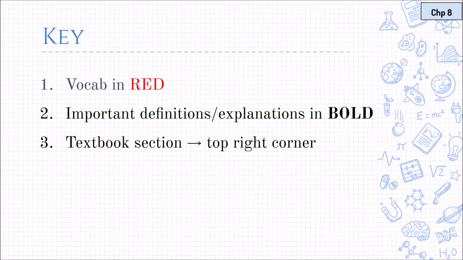There are several key things to look out for in this presentation. Key vocab words you must know are in red. Important definitions, explanations, or phrases are bolded. The textbook section you can refer to for the slide on screen can be found in the top right corner of the slide. At the end of each section, there will be a slide that indicates what basic concepts you ought to be able to know or be able to do by the end of this section. Also, feel free to pause the video at any point in time or go back to rewatch past concepts. Alright, let's get started.